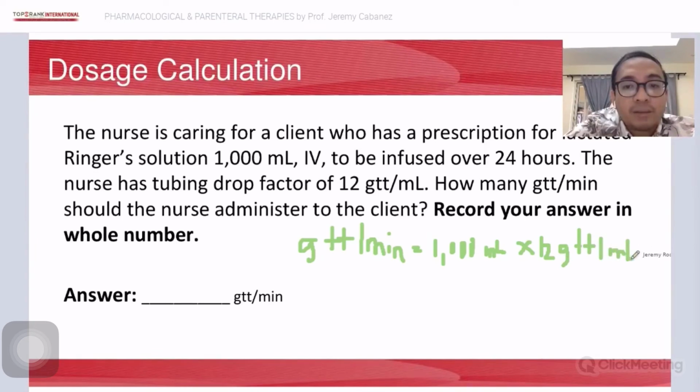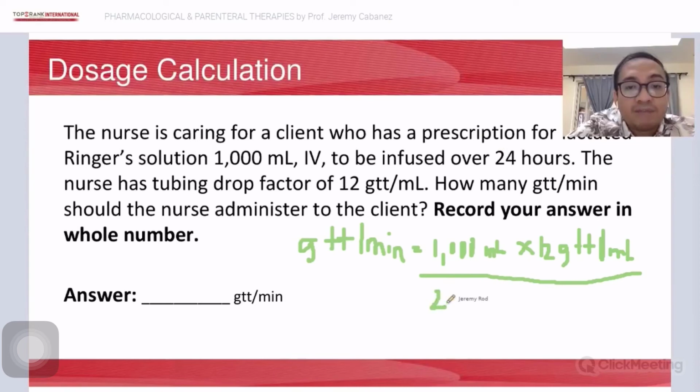Okay. 12 drops per ml. That's the drop factor, over infusion time. Paano mo makuha ang time? Okay, the number of hours, that's 24 hours. Right? Pero ang hinihingi, minutes. So, paano mo makuha in minutes?